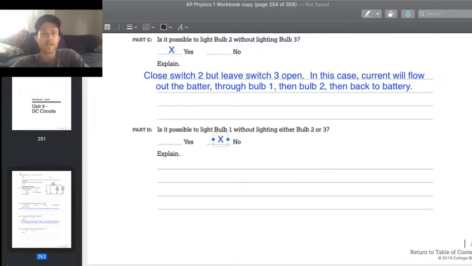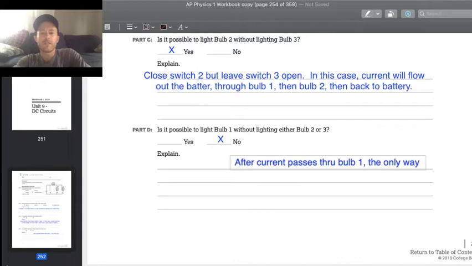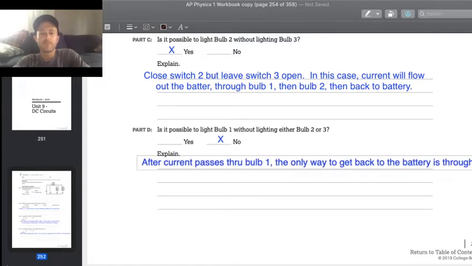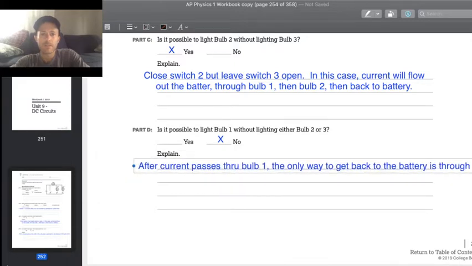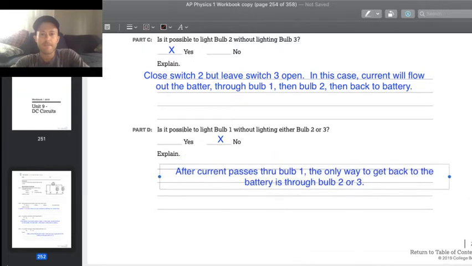All right. And the reasoning is after current passes through bulb 1, the only way to get back to the battery is through bulb 2 or 3. All right. So I hope that makes sense.